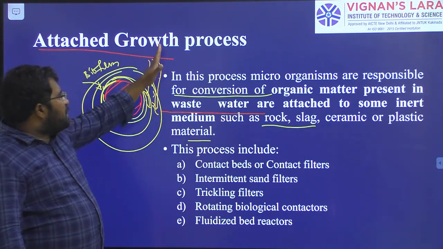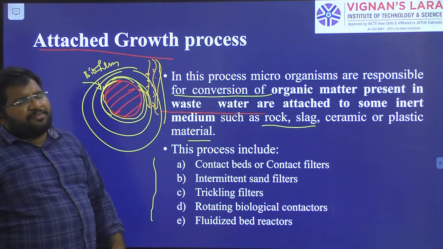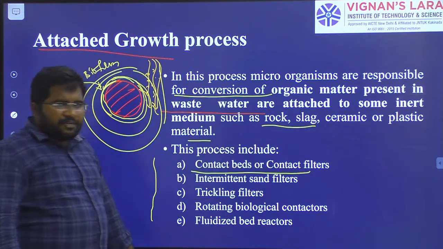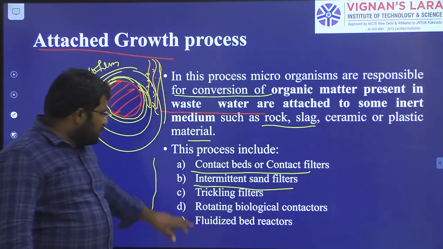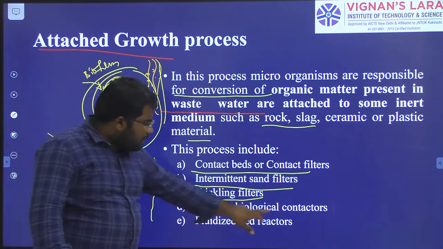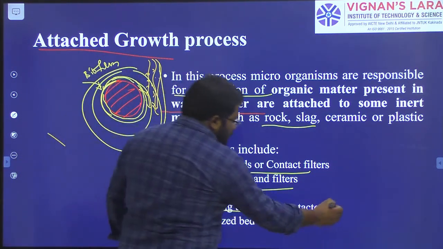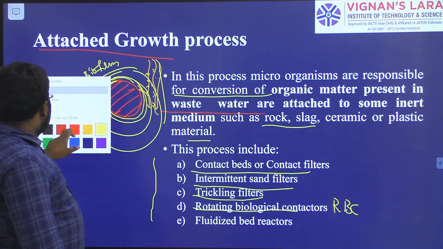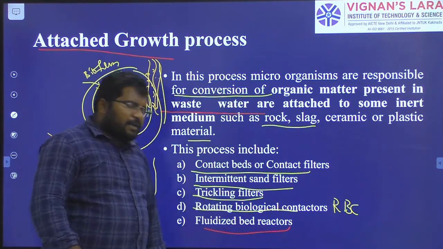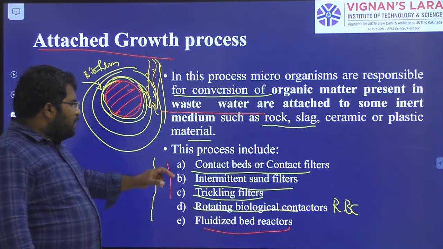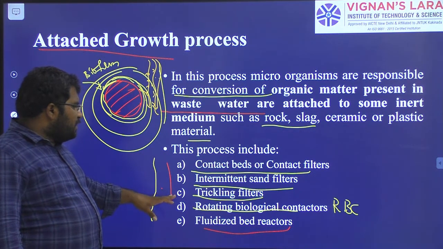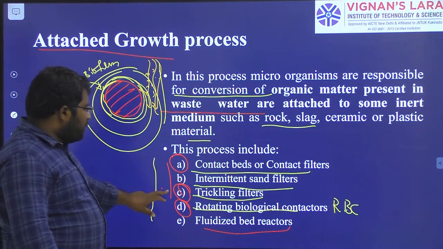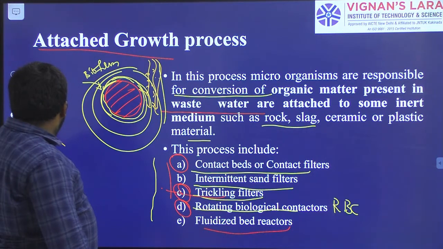Based on this, we have these main five types of treatment units: contact beds or contact filters, intermediate sand filters, trickling filters, rotating biological contactors, which we can simply call RBC, and fluidized bed reactors. In our syllabus we mainly have the contact bed filters, trickling filters, and RBC. Among these, first, in today's class we are going to discuss the trickling filters.